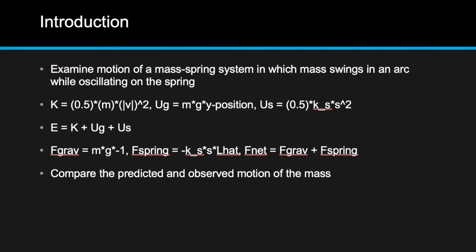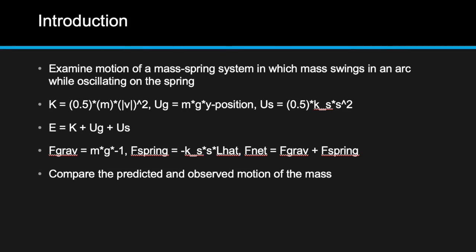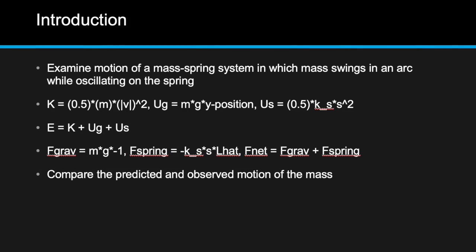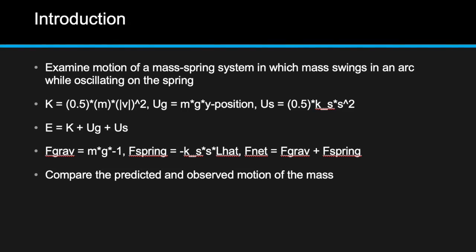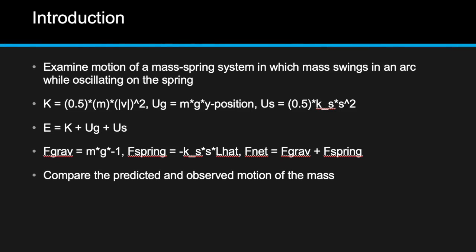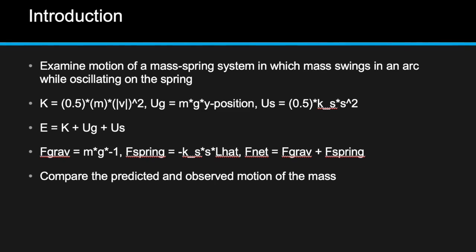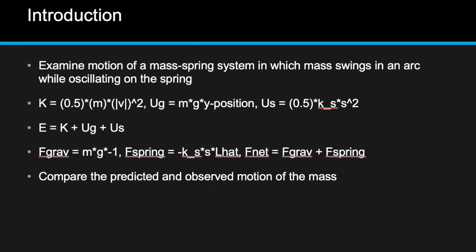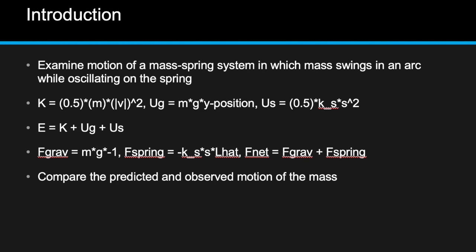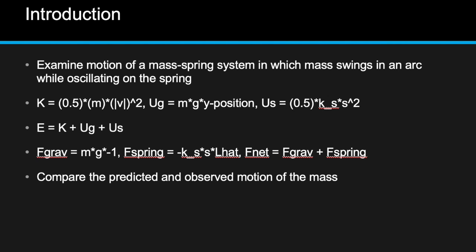Then for F net, we used the force of gravity and the spring force, which is mg times a -1, and then k times the length times L hat times a -1. F net would be these two added together. So now, using the code and the tracker data, we compared the predicted and the observed mass and how it moved while it was on the spring.